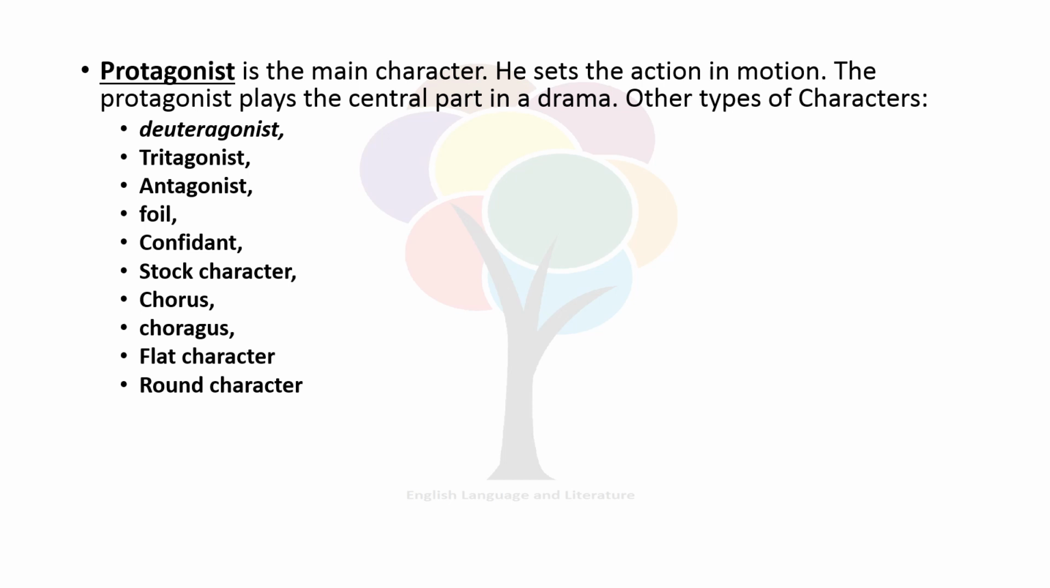For example, deuteragonist. The deuteragonist is the second most important character after the protagonist and before the tritagonist. The deuteragonist may be with or against the protagonist. It depends upon the structure of the plot. Tritagonist. Tritagonist is the third most important character of the drama. Antagonist. Antagonist is the character that stands as rival to the protagonist. He is the villain. There is no antagonist in the drama Oedipus Rex. Oedipus Rex himself is his antagonist.